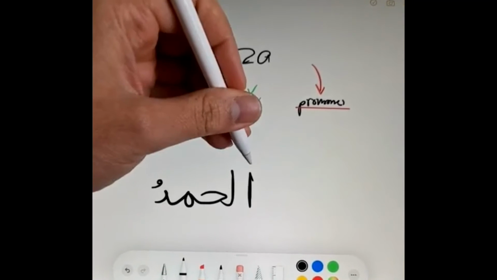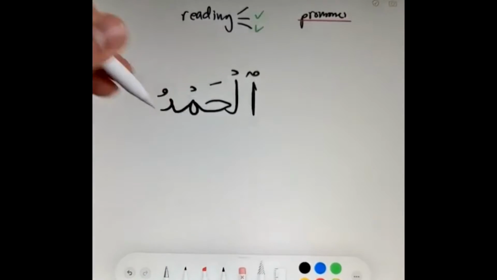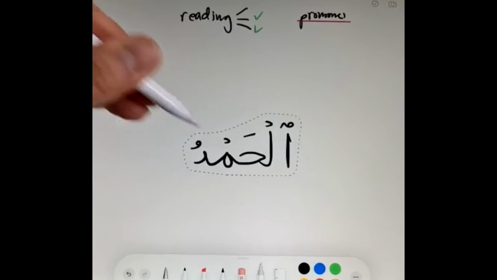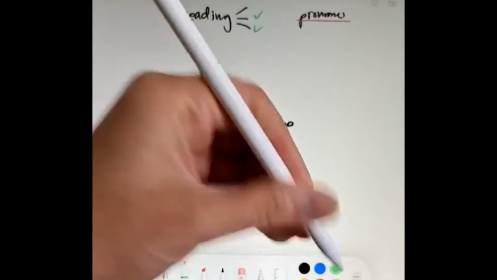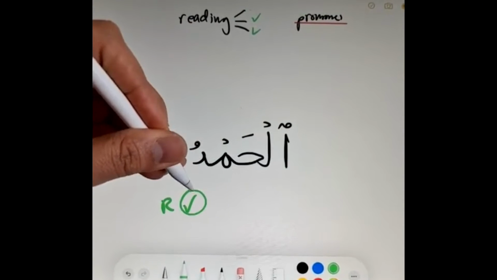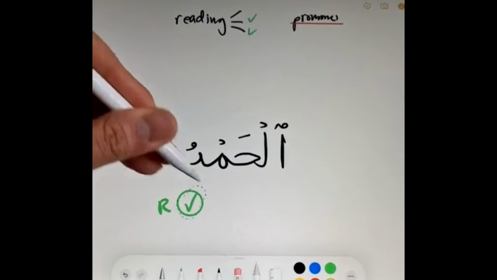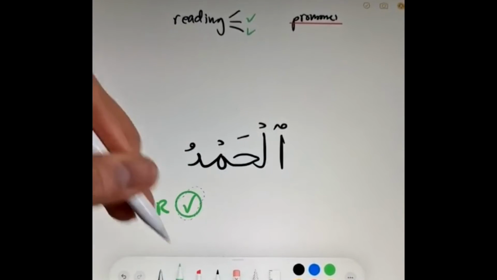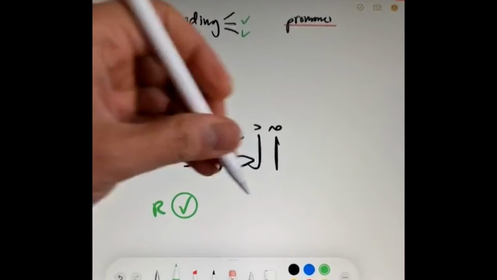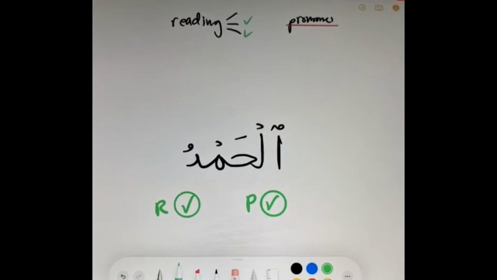Thing number one is, I want to make sure you guys learn rules, and every time you see this word, you read it correctly. And I also want to make sure that I teach you a set of rules that you can follow, and if you follow them, you would be pronouncing this word correctly.